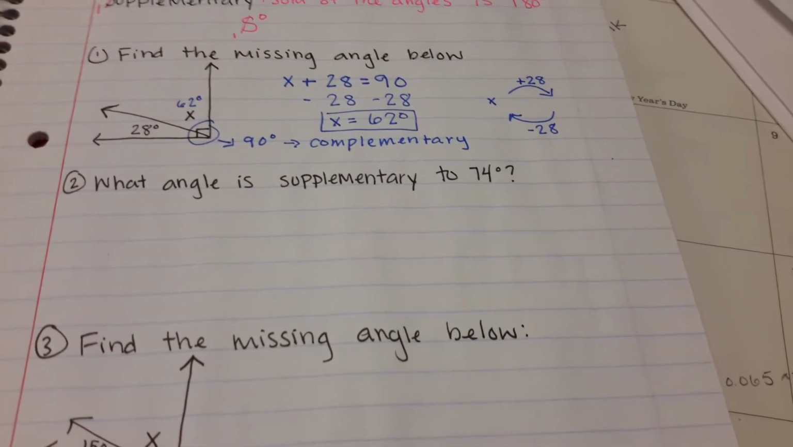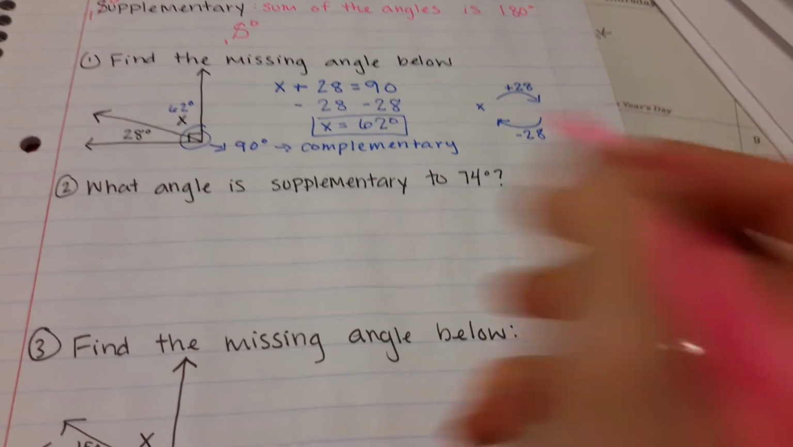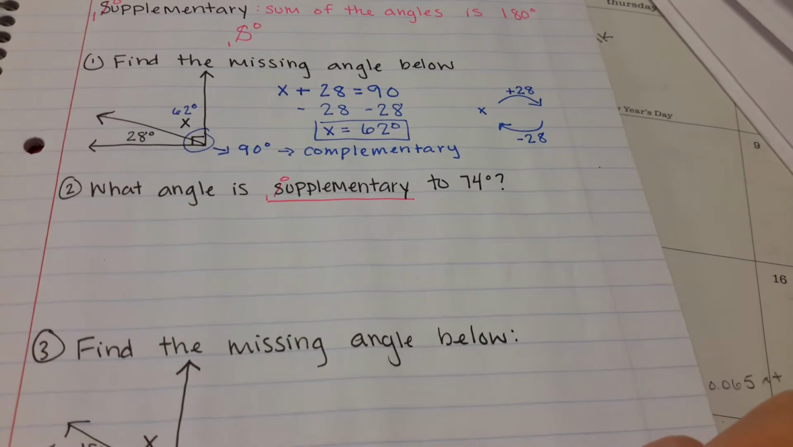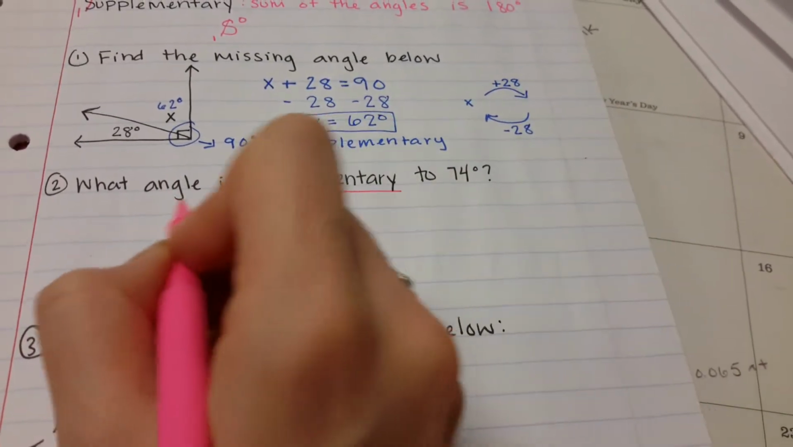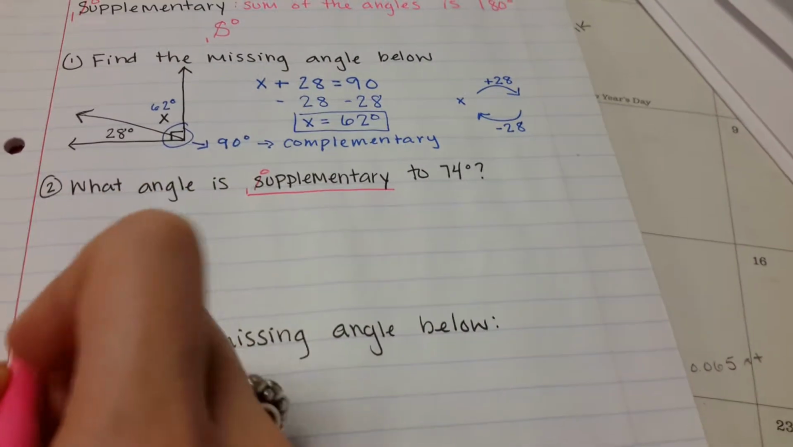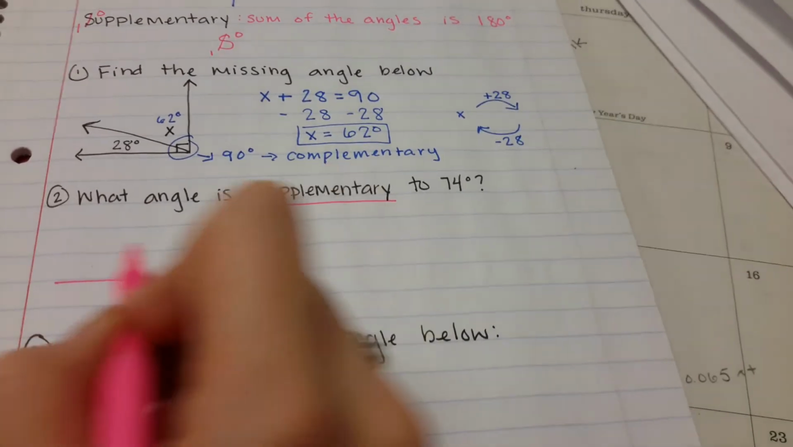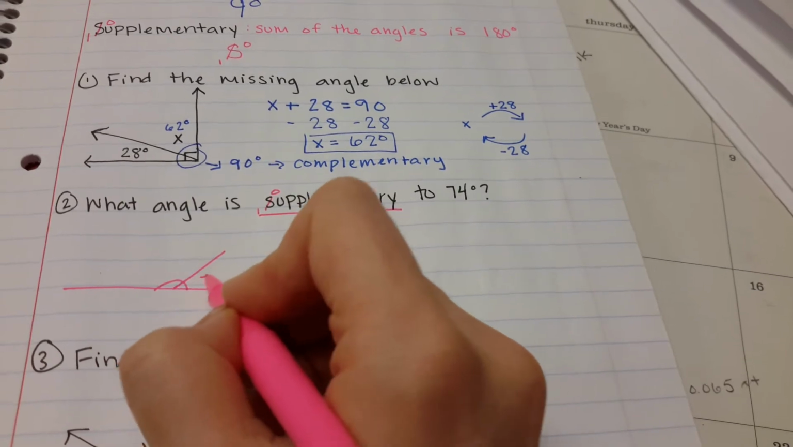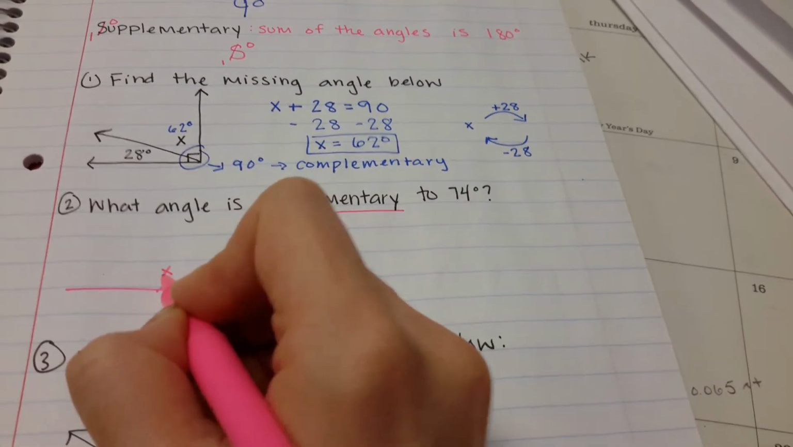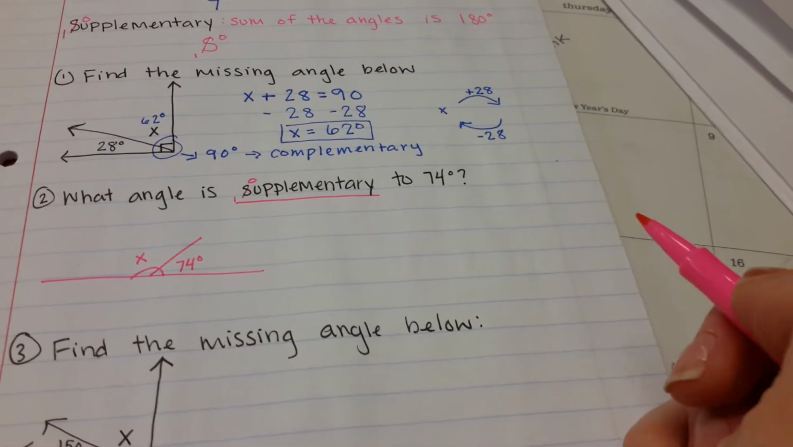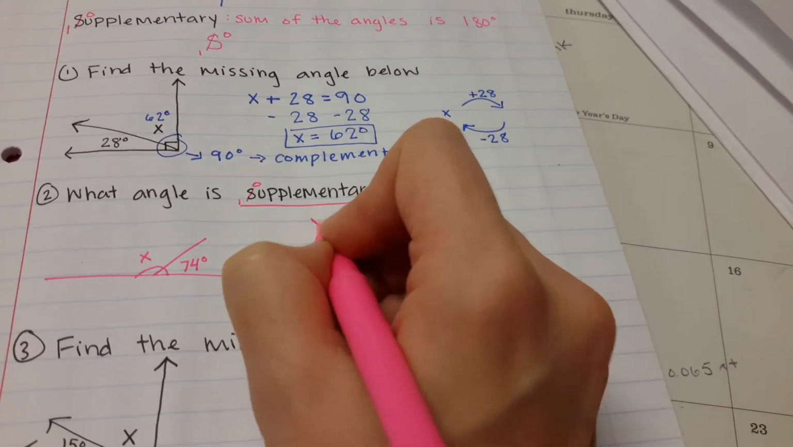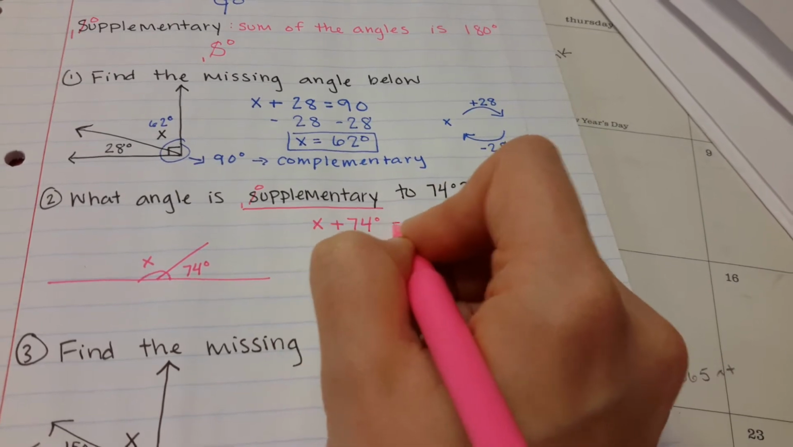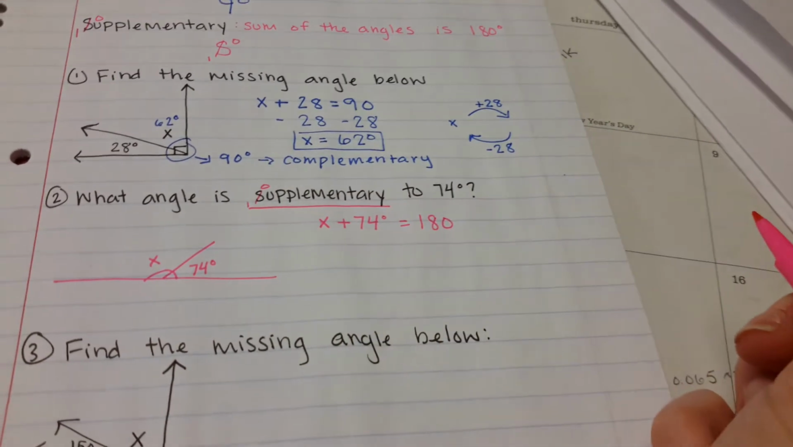What angle is supplementary to 74? Supplementary, again, tells us 180. So I know that one of our angles, actually let's draw a picture. So 180 is a straight line. We have one angle is 74 degrees, and we need to find the other angle. So again, we're going to write an equation. Angle x plus the 74 degree angle has to equal 180.